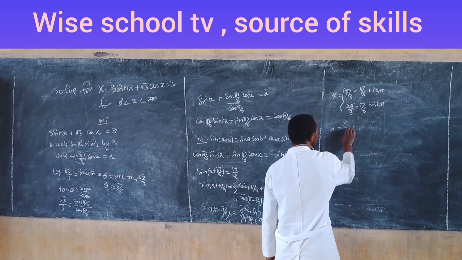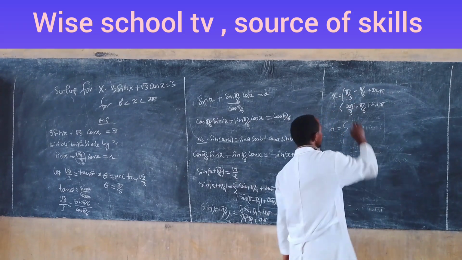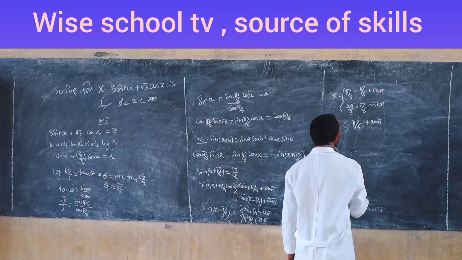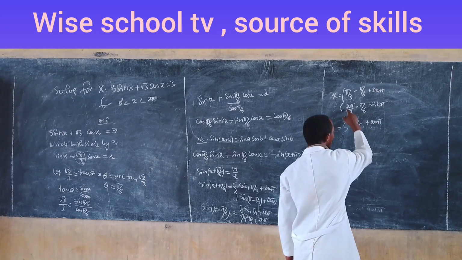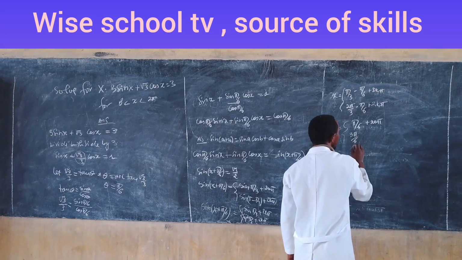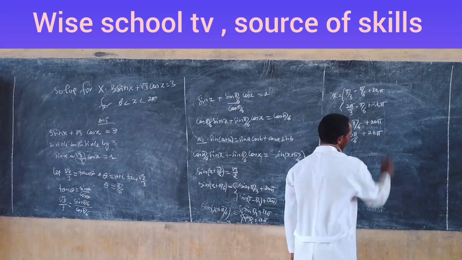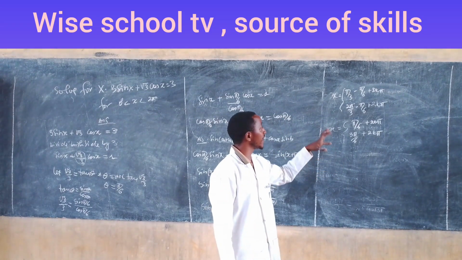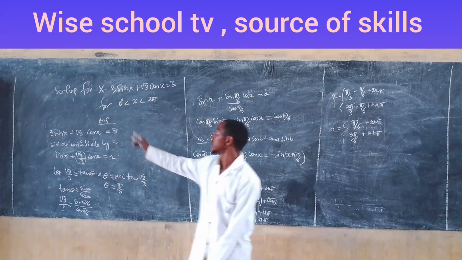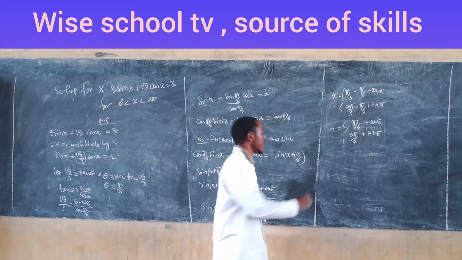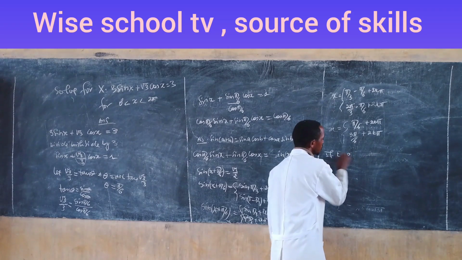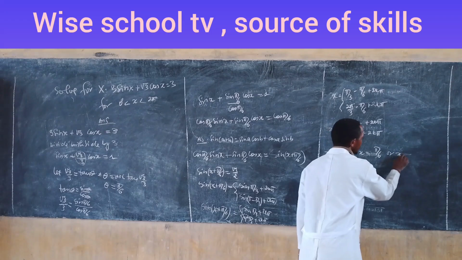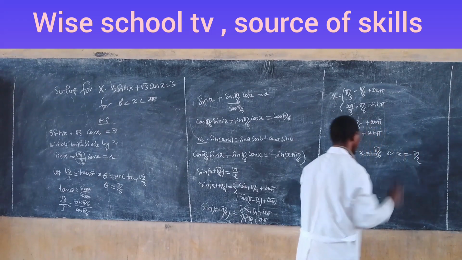So x in that case is equal to pi over 6 plus 2k pi. And here, the common denominator is 6, so 3 pi over 6 plus 2k pi. So we need the condition. The angle is located between 0 and 2 pi. If k is equal to 0, x is equal to pi over 6 or x is equal to pi over 2.